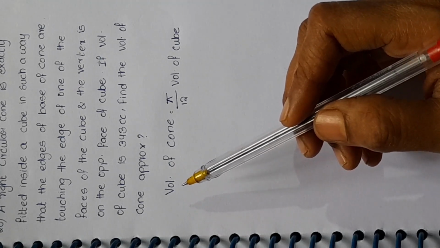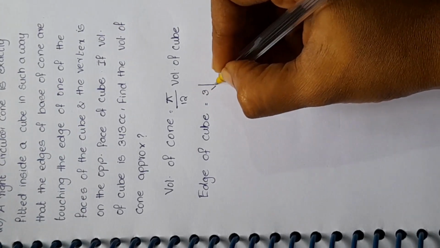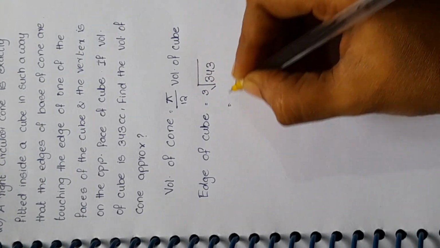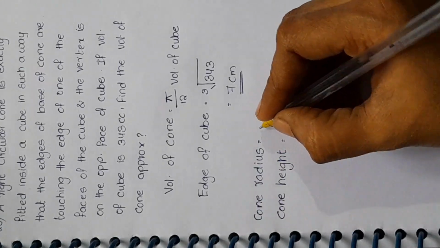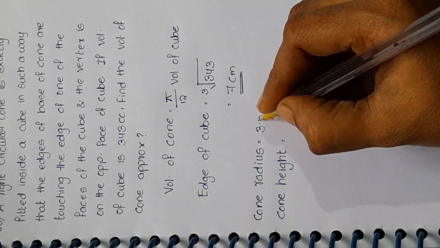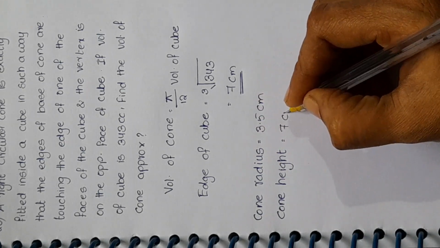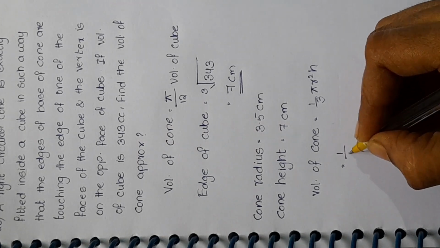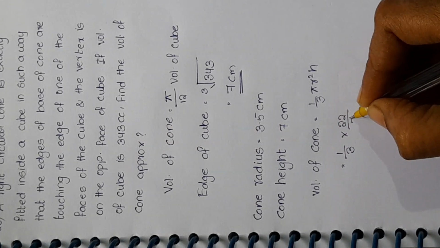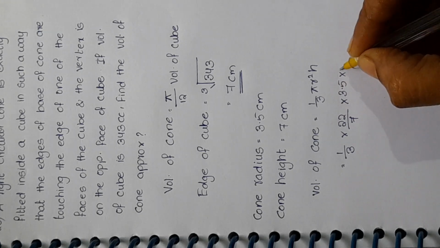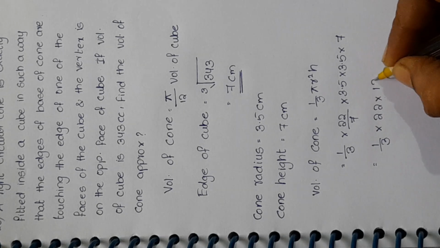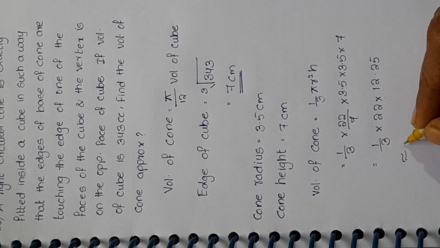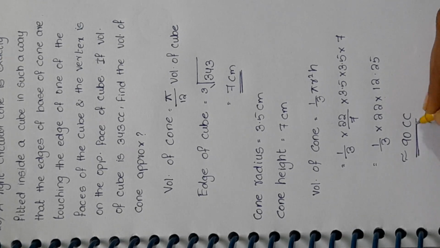Here the formula we use is volume of the cone is equal to pi by 12 into volume of the cube. Here the edge of the cube is the cube root of the volume, that is the cube root of 343. We get the edge of the cube as 7 centimeters. As the cone is perfectly fitted in the cube, the cone radius becomes 7 by 2, that is 3.5 centimeters, and the height of the cone is 7 centimeters. Volume of the cone is 1/3 πr²h, that is 1/3 into 22/7 into 3.5 into 3.5 into height 7. 1/3 into 22 into 12.25, which is approximately 90 cubic centimeters.